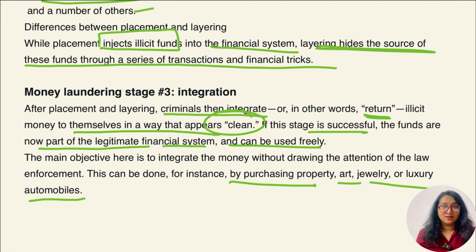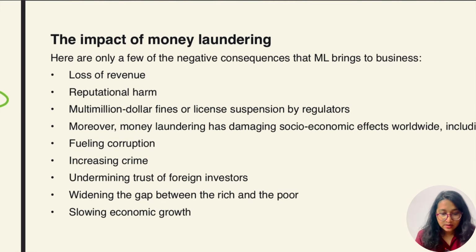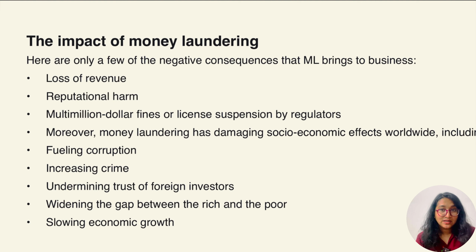Some of the artwork was sold at that time, even when we were not having money with us. So these are the things which people can simply do: purchasing an asset, jewelry, artwork and all. Okay, so let's go to the other part, the impact of money laundering.